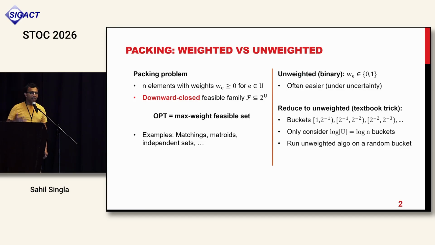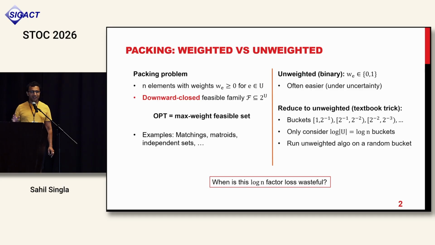Now out of these log n buckets, I can just randomly pick one of them and solve my unweighted problem on just that bucket, because all the weights in that bucket are within a factor of 2. That gives me a log n approximation to my problem. By losing an extra log n factor, I've reduced my weighted problem to the unweighted one. And the goal of this work was to study when this extra log n factor can be avoided, or whether we really have to lose it.